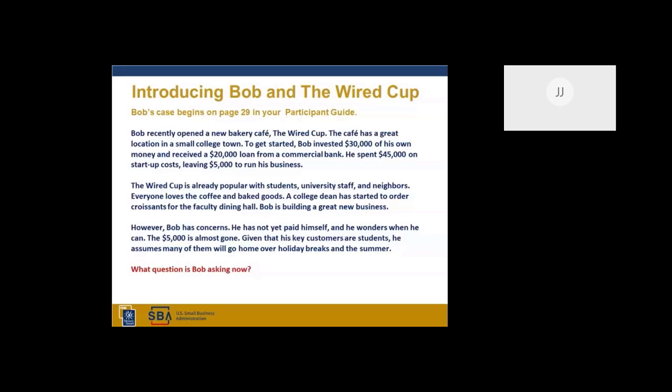It's located in a college town, and it gives you some information about how he started his business with $30,000 of his own cash. He sought out a loan from a bank to help with some of the other startup costs, what he spent on initial startup costs, and what that left him for money to run his business, right? So we got some information there, a little bit more information about the market that he's operating in, right? So he's on a college campus, it's popular with students. Of course, he's running his business like a lot of small business owners.